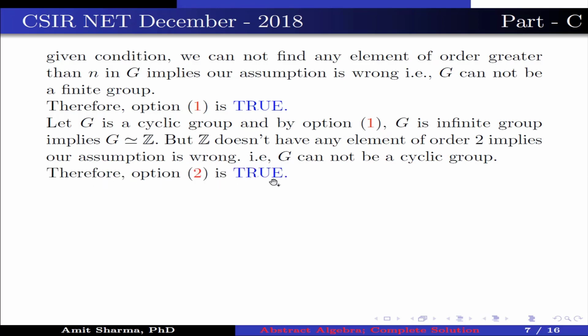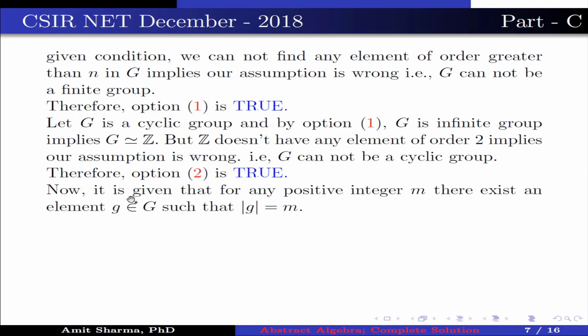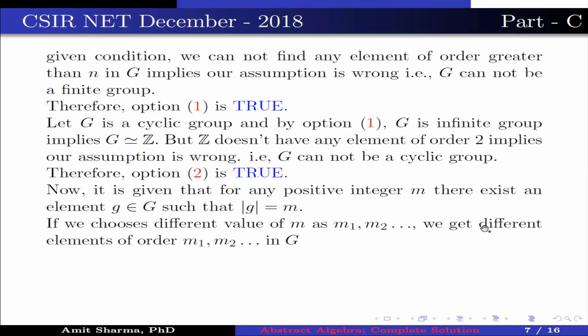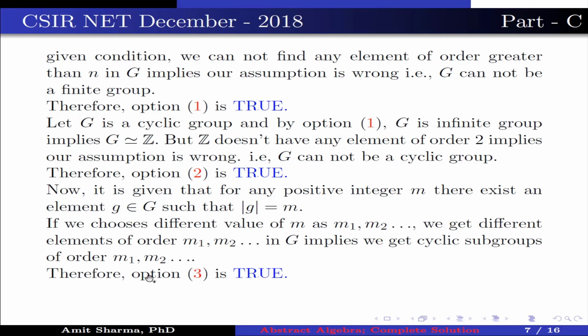Therefore, option 2 is true. Now, it is given that for any positive integer m, there exists an element g belongs to G such that order of g equal to m. If we choose different values of m as m1, m2 and so on, we get different elements of order m1, m2 and so on in G. This implies we get a cyclic subgroup of order m1, m2 and so on. Therefore, option 3 is true.